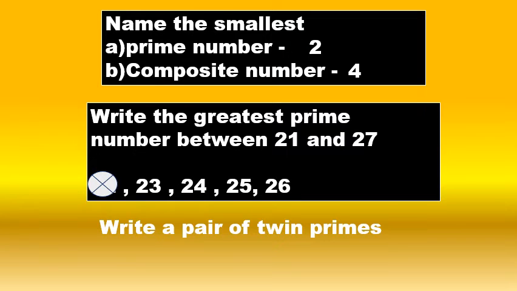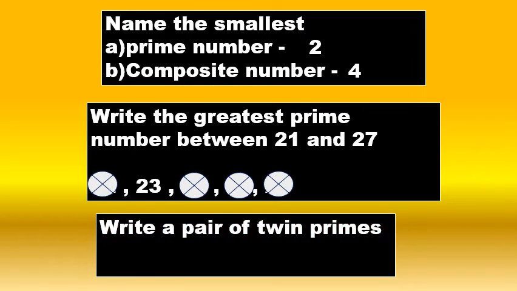Next is 24. 24 is divisible by 2, 3, 4, 6 and so on, so it cannot be a prime number. Next is 25. 25 is divisible by 5, so it is also not a prime number. Next is 26. It's an even number, so it is divisible by 2. It means it is not a prime number. So the only number left is 23. So the greatest prime number between 21 and 27 is 23.